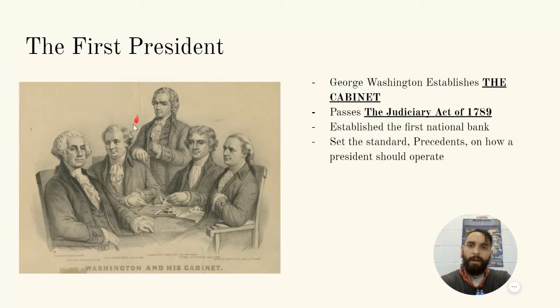This important fellow right here, Alexander Hamilton. He'll be the Secretary of Treasury. He'll be the one who founds the National Bank. Remember, Thomas Jefferson and the Democratic Republicans don't like that. We'll talk about that here in a moment.